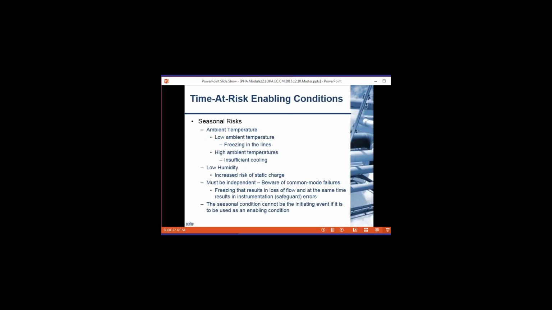Going back to what I said earlier about not overlapping and doubling up, the seasonal condition cannot be the initiating event. It is used as an enabling condition. I bring this up because in my HAZOPs a lot, I'll use low ambient temperature as an actual cause. So if you're going to use that as your cause, obviously you're assuming it's happening 100% of the time. You can't then subsequently go to your LOPA, use an enabling condition saying, oh, well, it's only happening 50% of the time. It's a cause. It has to be treated as 100% of the time.